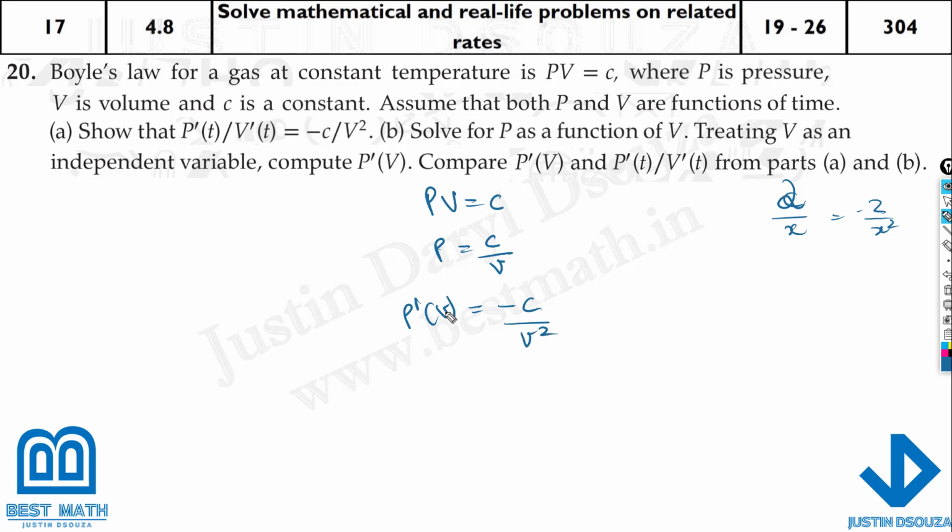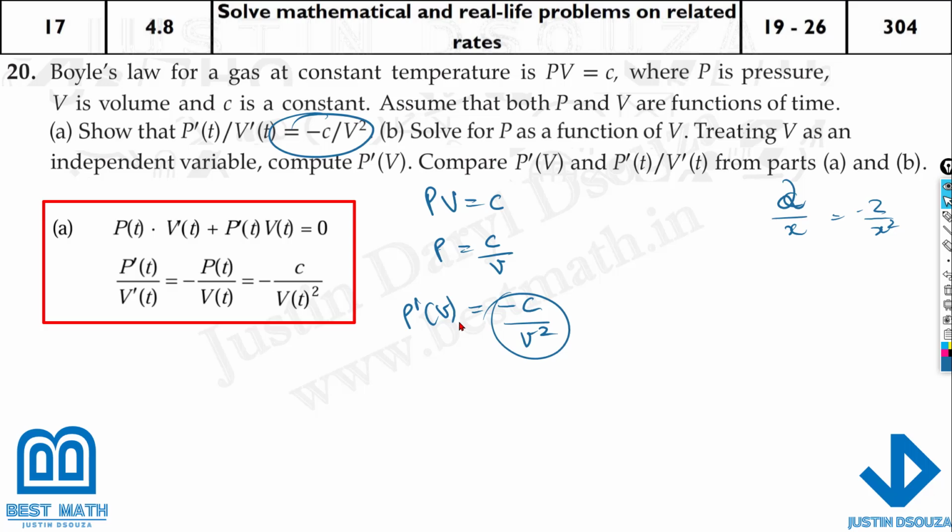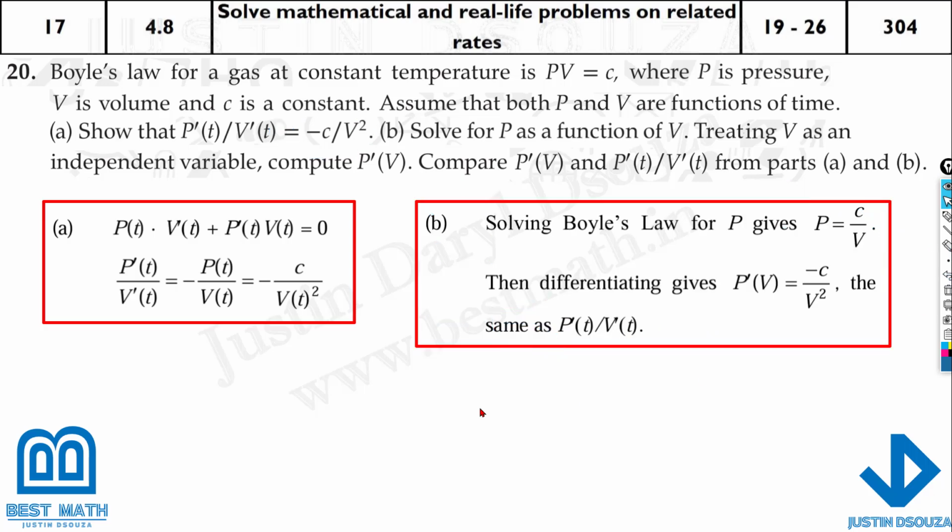Okay, did we finish it? Yeah, we have done derivation. And you do not need to write dV by dV, because we're doing it with respect to V, it's 1. So we don't need to write that at all. So here, that will be the answer. Let's look at the question. We compare with part A. They are the same thing. Can you see that? So P prime of t divided by V prime of t was equal to minus C by V squared. And the same thing is obtained when we derive the given equation with respect to volume as well. So as you can see, it's the same.